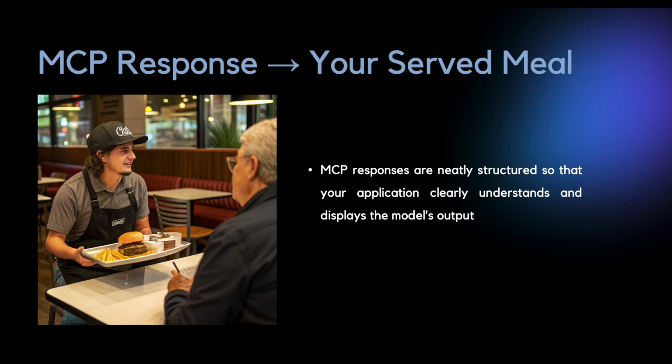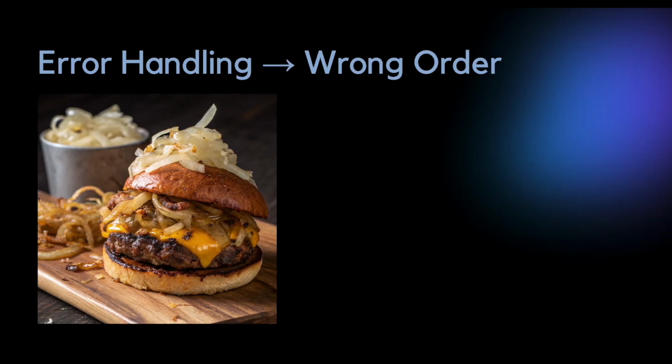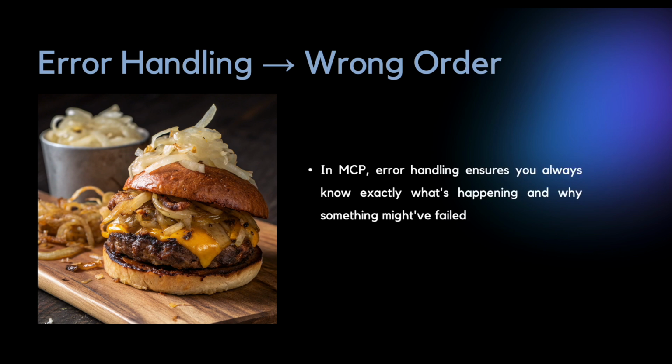Next, we have error handling or getting the wrong order. Sometimes things can go wrong. The chef adds onions by mistake. You complain to the waiter, who either fixes it immediately or explains the issue clearly. Sorry, we ran out of fries. In MCP, error handling ensures you always know exactly what's happening and why something might have failed.